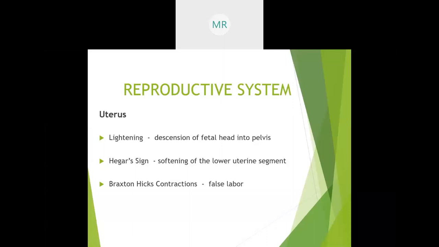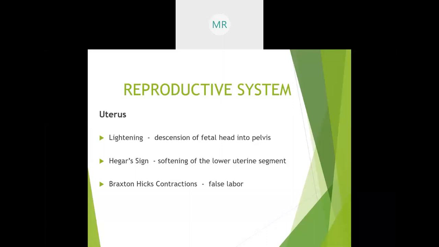It got the name Hegar sign because Ernest Alfred Hegar was a German gynecologist, and he was famous for developing new medical tools and techniques. He was born in 1830 and he died in 1914. So it's been Hegar's sign for a long, long time. And this is usually evident at about 6 to 8 weeks.